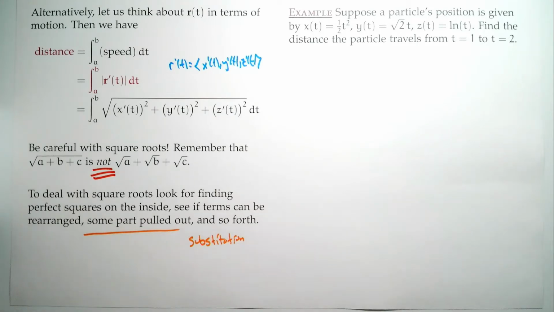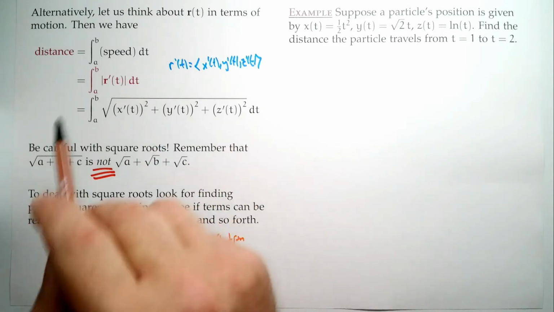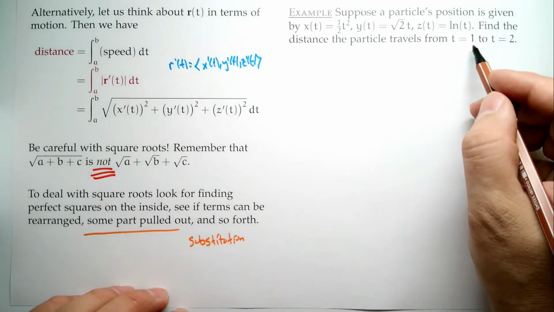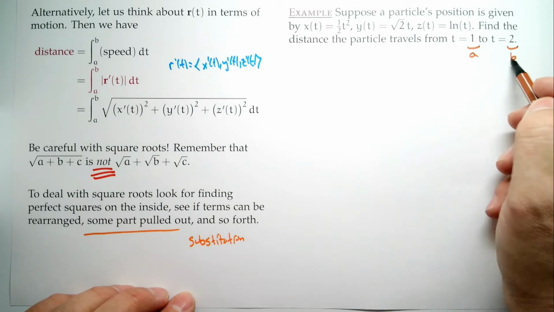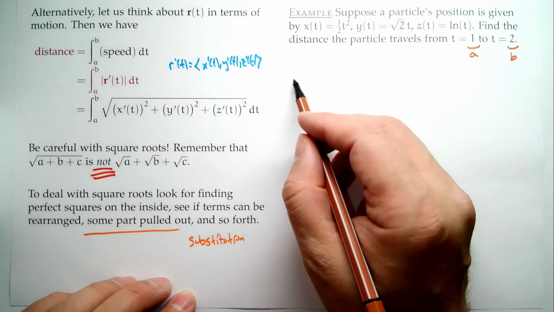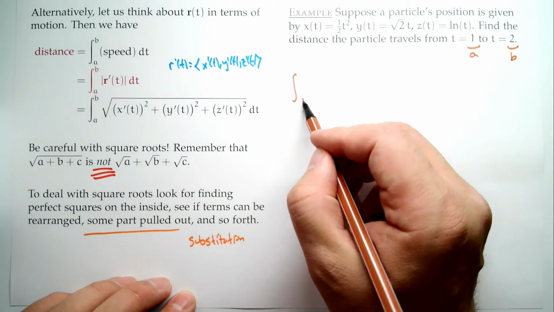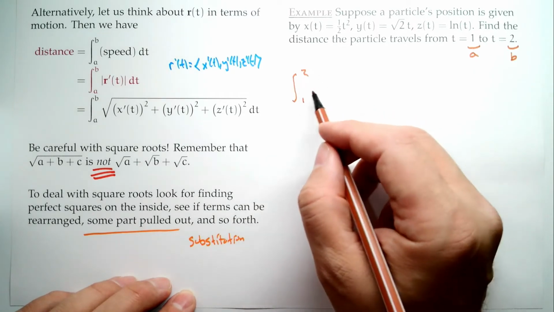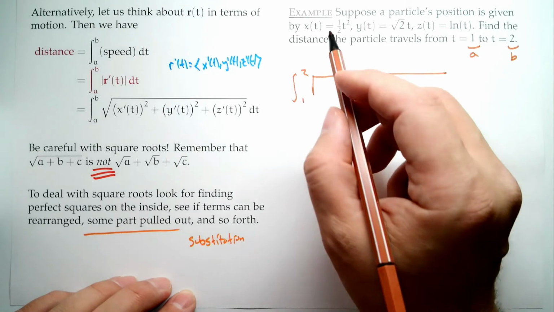So, now some examples. Suppose a particle's position is given by x of t is a half t squared, y of t is root 2 times t, and z of t is log t. Find the distance the particle travels from time t equals 1 to time t equals 2. So the nice thing is we have the formula here again. So 1 and 2, this is the a and the b. So we're going to integrate from 1 to 2 the square root of. Now we take the derivatives.